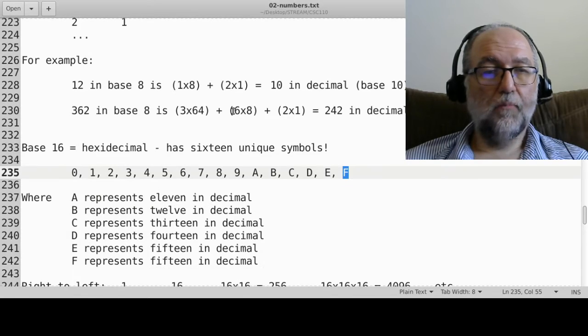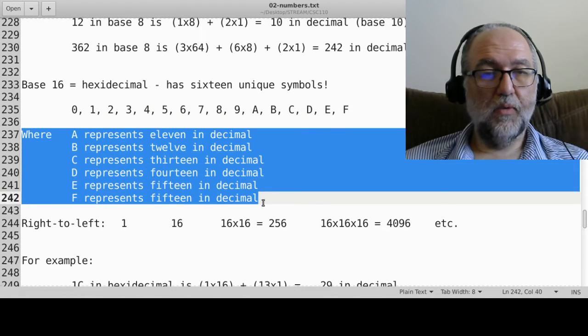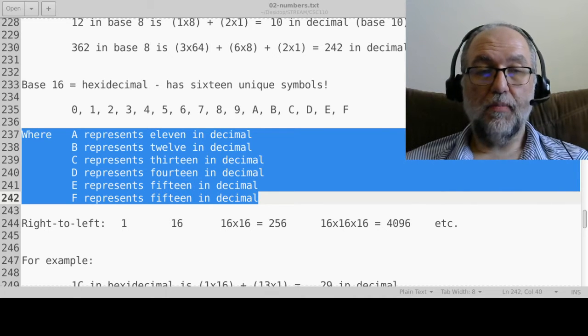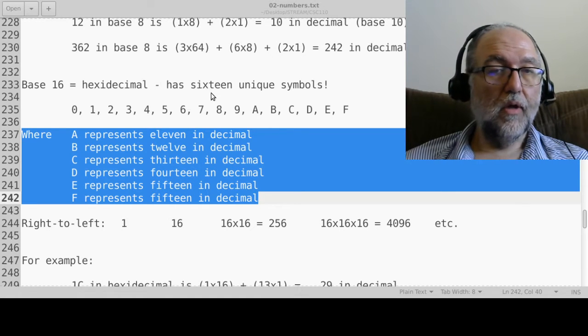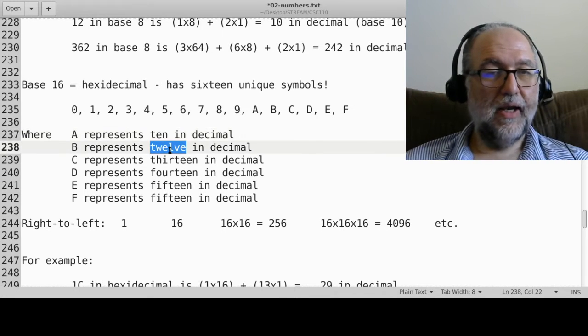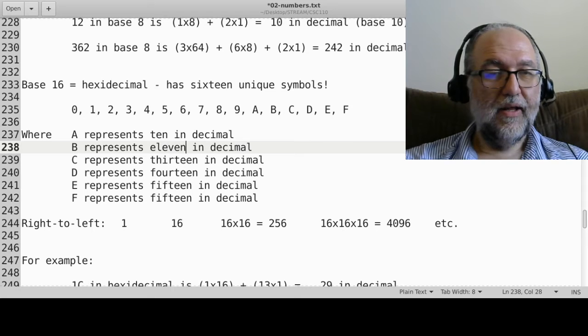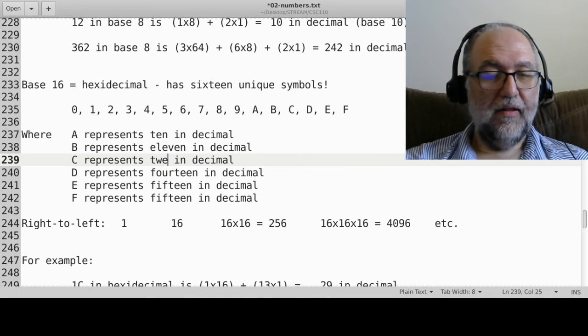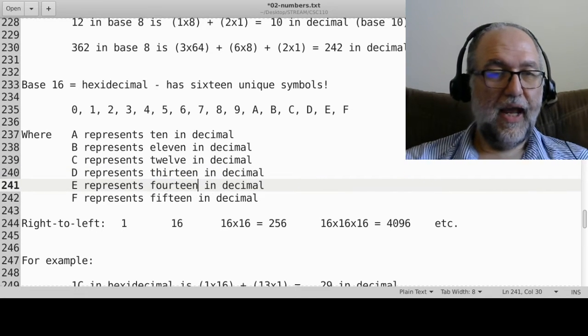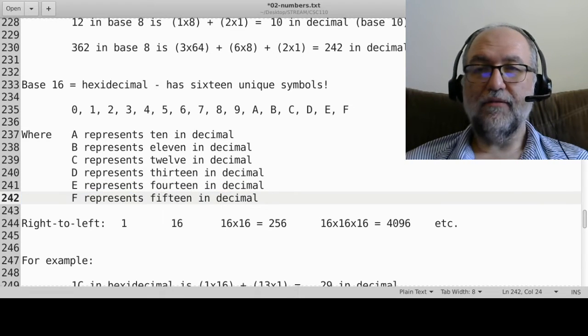And so here, this just basically says what I just said. A represents 11 in decimal. B represents 12, C represents 13, D represents 14, E 15. Oh, I made a mistake, guys. I apologize. A is 10. Let's get this right. B is 11. C is 12. D is 13. E is 14. And F is 15. There we go. Now I've got it right.